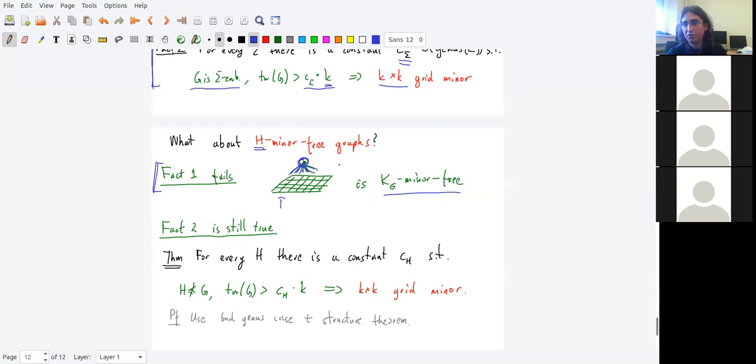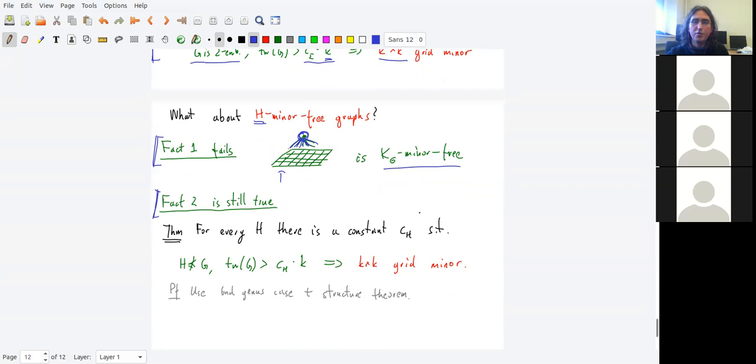However, fact number two, the excluded grid minor theorem for planar graphs, is liftable to H-minor-free graphs. Whenever you've got a fixed graph H, you can find a constant C_H such that whenever you've got a graph that is H-minor-free, whose treewidth is larger than C_H times k, then you are certain that there is a k times k grid minor. So in H-minor-free graphs, you've got the excluded grid minor theorem with a linear bound. And the proof of this, probably there are multiple proofs, but you can do it using the structure theorem for H-minor-free graphs. You can prove it in the bounded genus case first, and then, understanding that H-minor-free graphs are sort of messy surface embedded graphs, derive it for H-minor-free graphs.